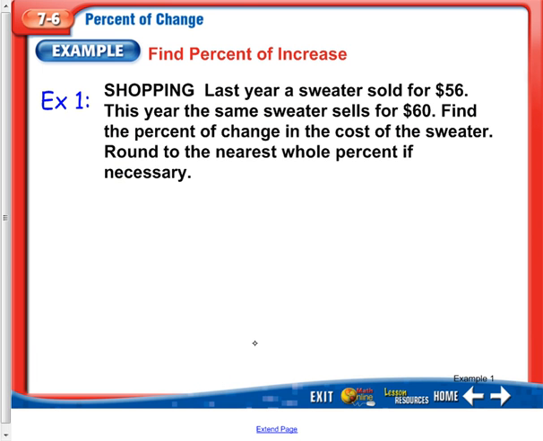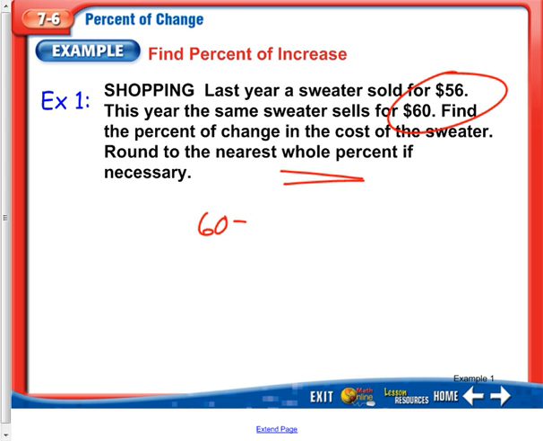Okay, so let's go ahead and try it. Shopping. Last year, a sweater sold for $56. This year, the same sweater sells for $60. So find the percent of change in the cost of the sweater and round to the nearest whole percent. That's important, whole percent if necessary. So we want to find how much did this change. So just put the biggest number first.